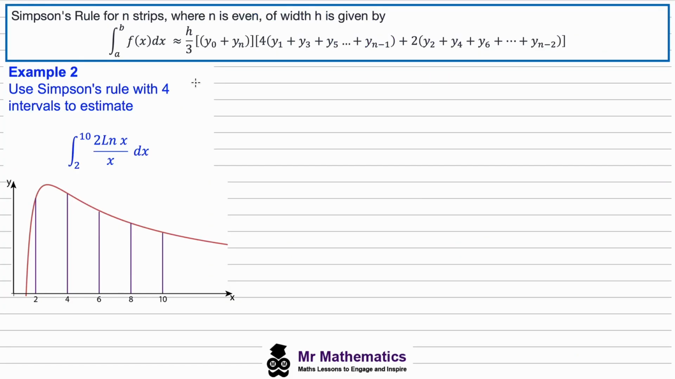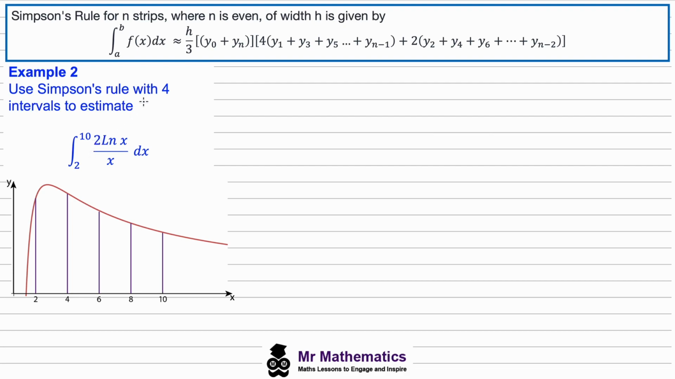Because we're using more strips now, we've had to adapt our formula. So we've got h over 3, where h is the width of the strip, y0 is the first y value, yn is the last y value, and this is multiplied by 4 lots of the odd y's plus 2 lots of the even y's. This will make more sense as we work through this example. So we've been asked to use Simpson's rule with 4 intervals to estimate this integral between 2 and 10.